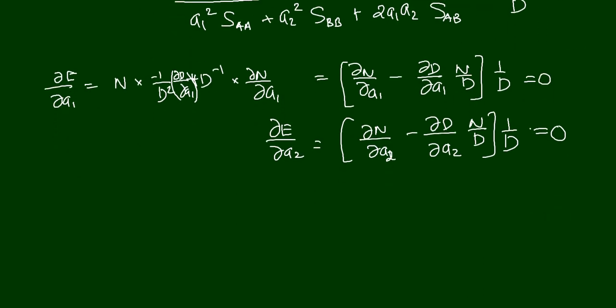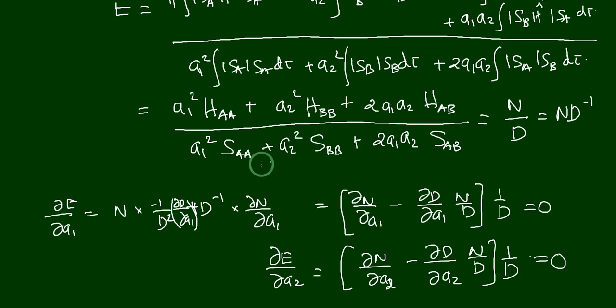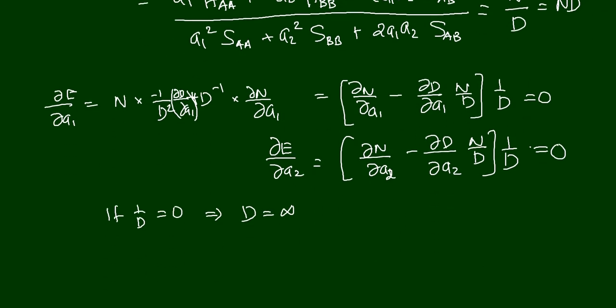Now from these two equations, either 1 by d is equal to 0 or the quantity which is inside the bracket is equal to 0. Okay, but 1 by d cannot be 0. If 1 by d is equal to 0, what does it mean? It indicates that d is equal to infinity. d is infinity means the denominator of that term, that is the integrals SAA, SBB, SAB, etc., is infinity.